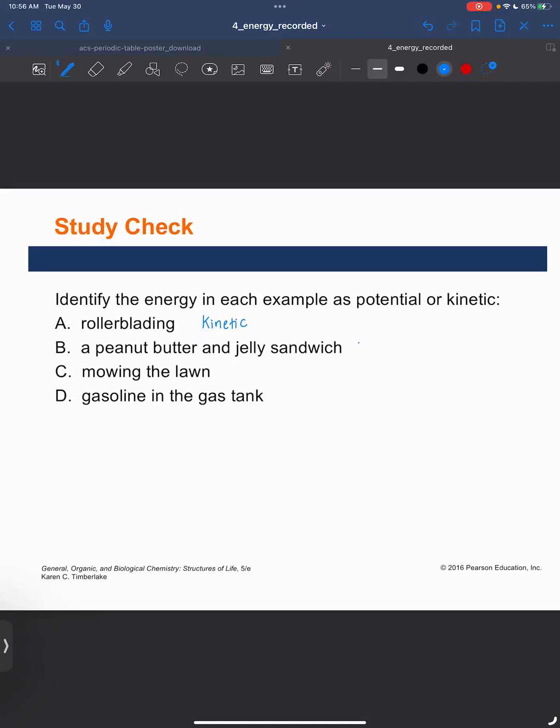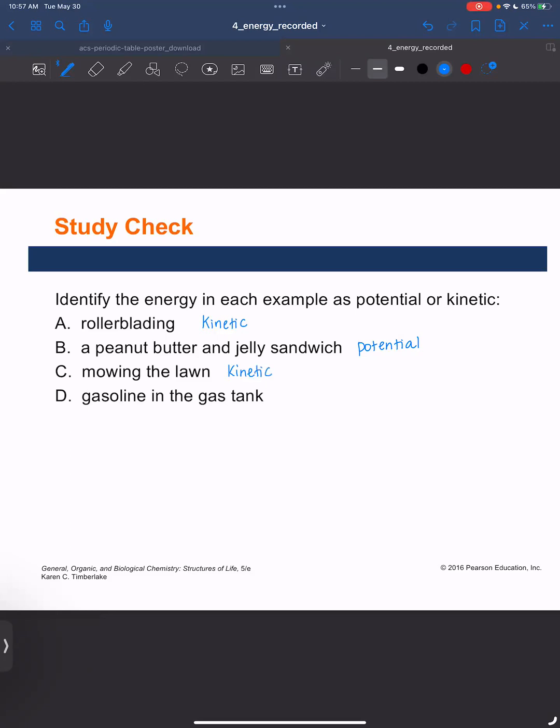That's correct. This is an example of potential energy. If you haven't eaten it yet, right? We haven't started the metabolism yet. And so it is an example of potential energy. Once you eat it, then that gets converted to chemical energy. What about mowing the lawn? Kinetic.